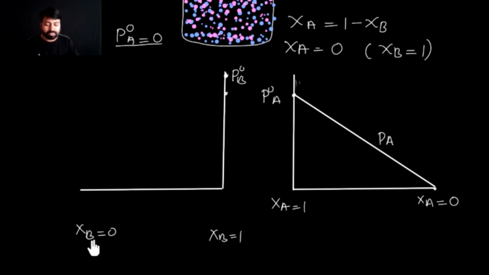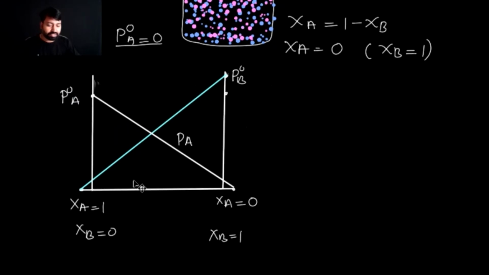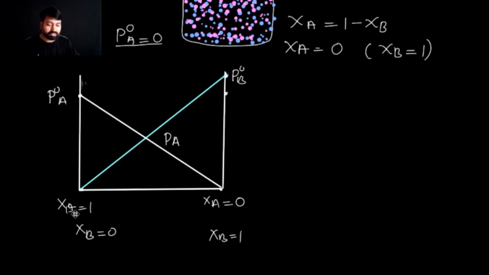When the mole fraction of B is 0, then the vapor pressure of the B component is also 0. Let me draw a line over there. This is a line. Now what I will do is combine these two graphs, and let's see what we get. So I will take this graph and then combine it. See students, what you get. Okay, this is the graph we get.